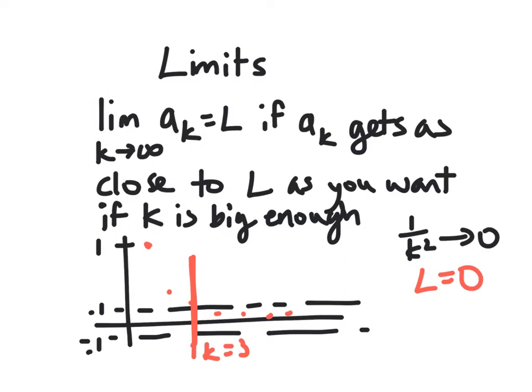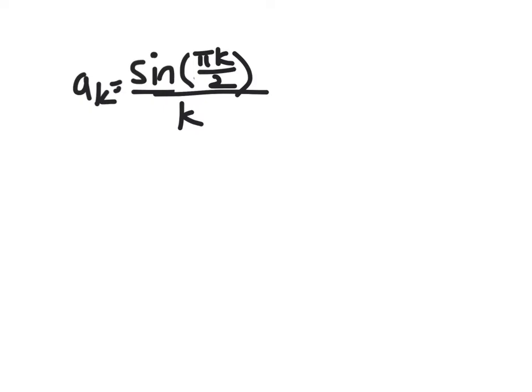That's what it means to have this limit. Okay, so let's look at a weird example. This is kind of a cool one. We have sine of pi k over 2 over k. Let's just go ahead and graph it.